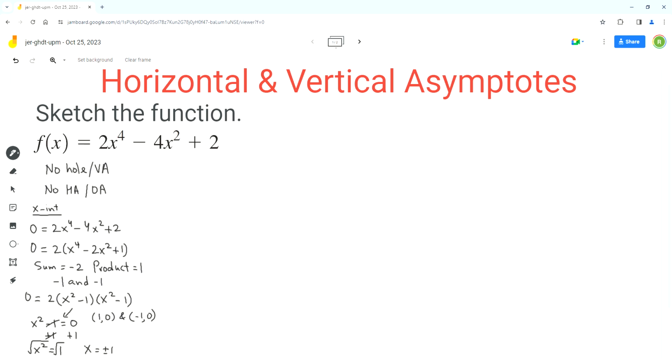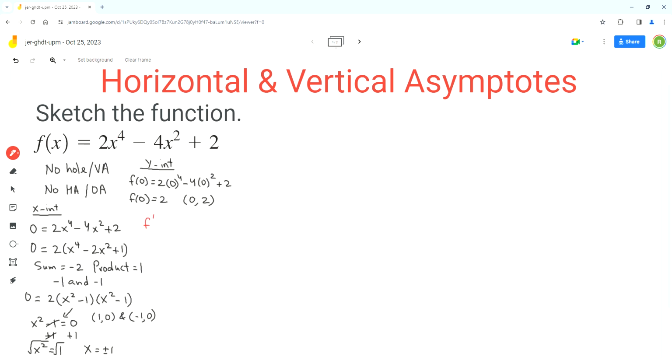Now we can find the y-intercept. For y-intercept, we can sub in x as 0. So f at 0 equals 2 times 0 exponent 4 minus 4 times 0 squared plus 2. So f at 0 is equal to just 2. So the y-intercept is (0, 2). Now we should find the critical points for this function. And for that, we'll have to find the derivative of the function.